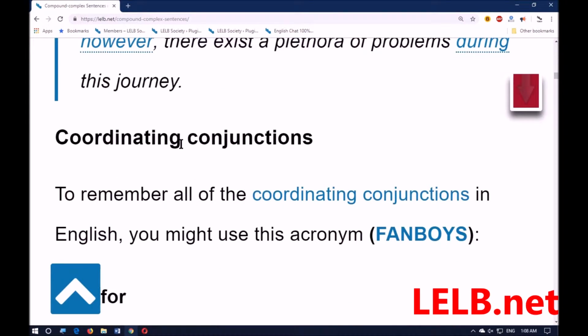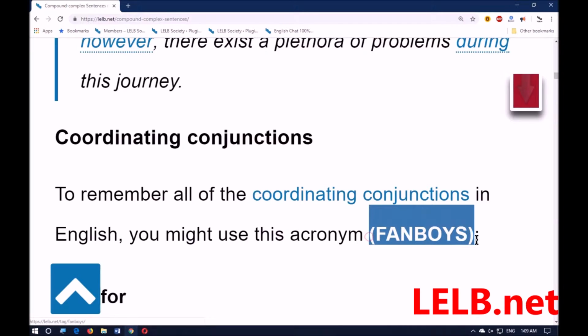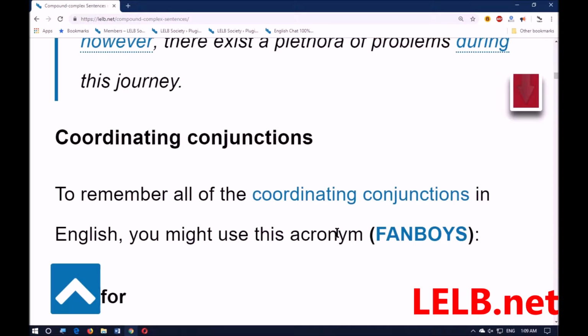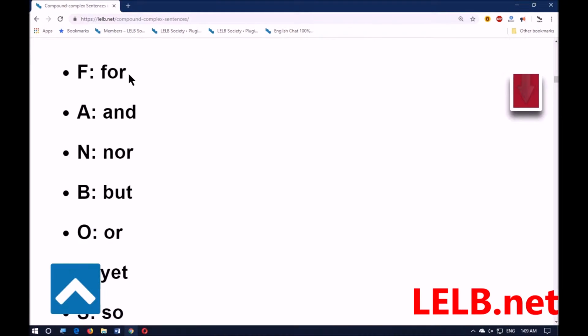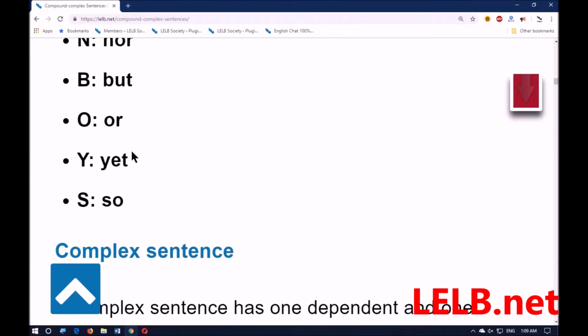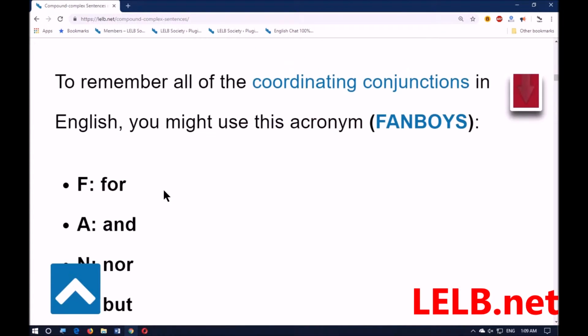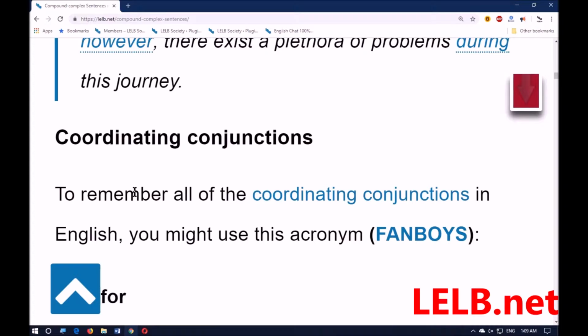Coordinating conjunctions, in fact, there are several coordinating conjunctions, and there is a trick that can help you memorize them with the help of this acronym, FANBOYS. FANBOYS stands for for, and, nor, but, or, yet, and so. So these are the coordinating conjunctions. They are used to join two independent clauses to form a compound sentence. To remember all of the coordinating conjunctions in English, you might use this acronym.